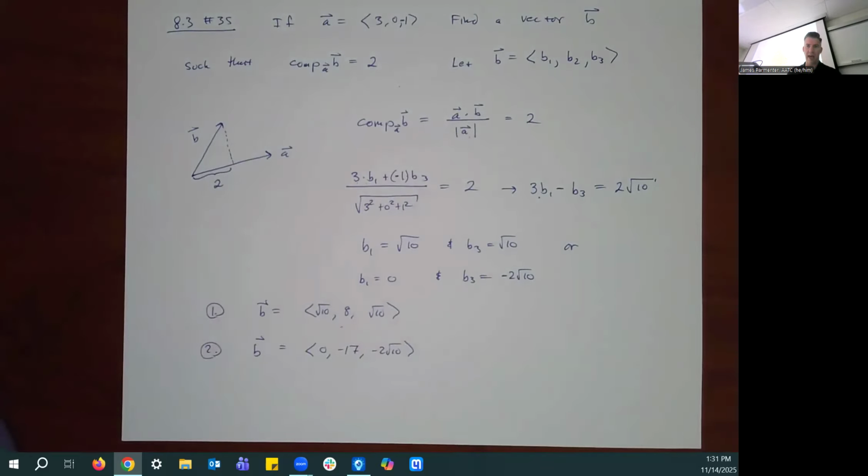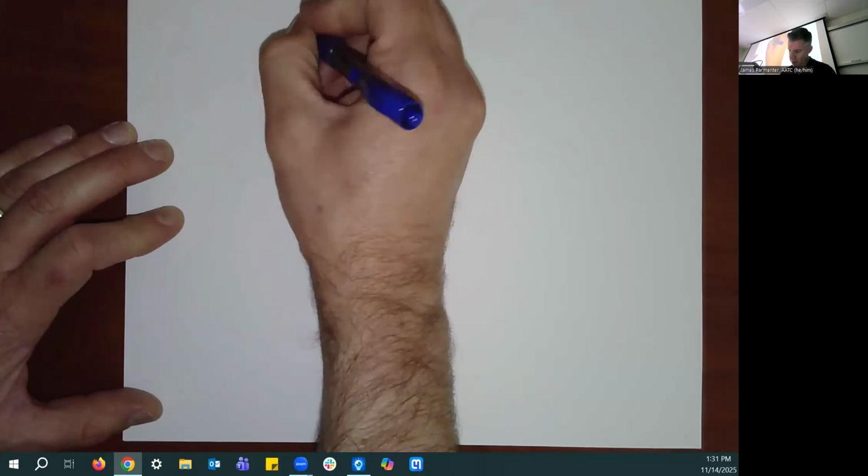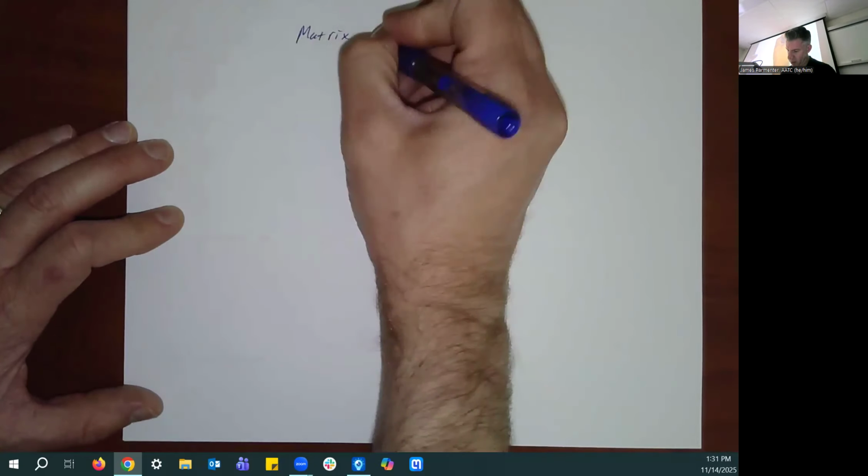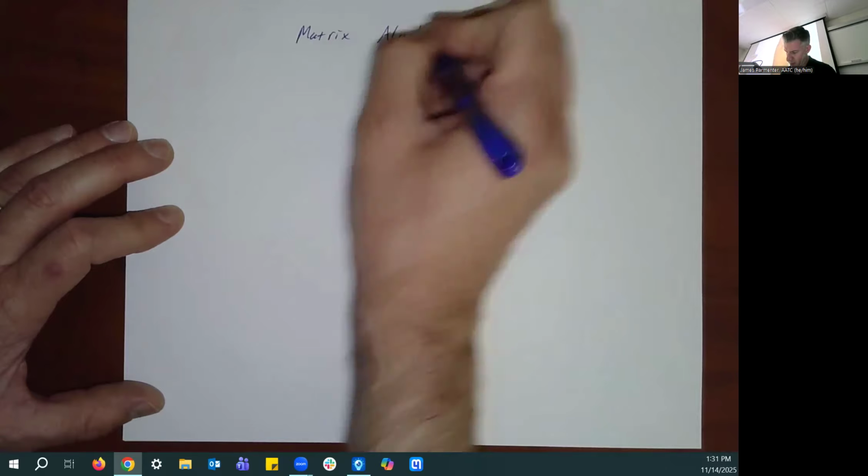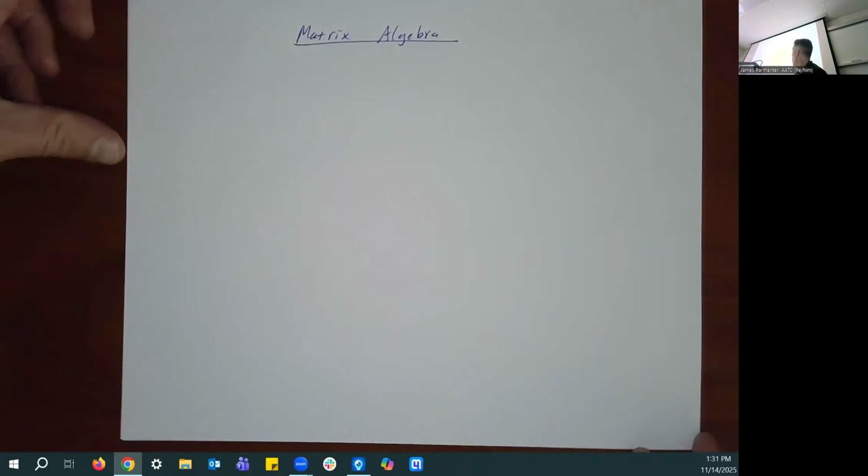So let's look at matrices. Matrix algebra. And let's start off with a couple of matrices. So let's say we have the following matrices.